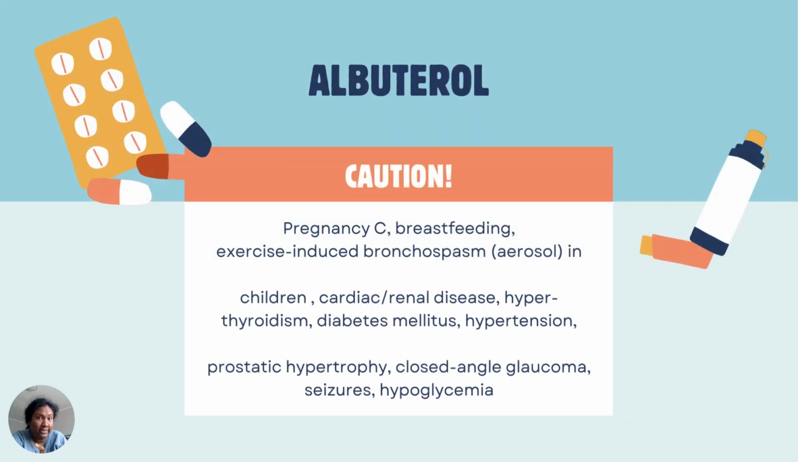So albuterol is used with caution in several conditions that include cardiac disease or any renal disease, diabetes, or closed angle glaucoma, and also obviously all the other conditions which I've described in the slide.